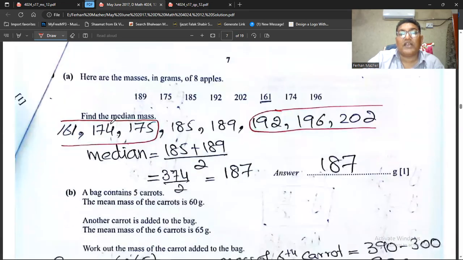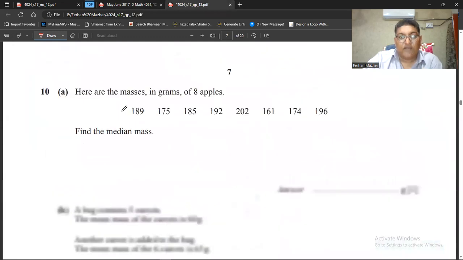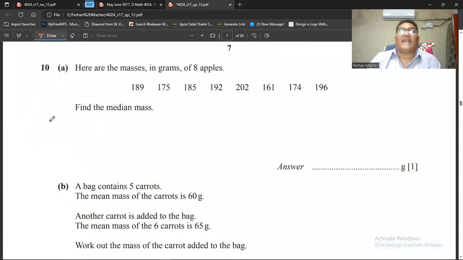So we are going to the next question. Here we have question number 10, part A. Here are the masses in grams of 8 apples. Find the median mass. This is ungrouped data given here. Here we have eight values, eight observations given.